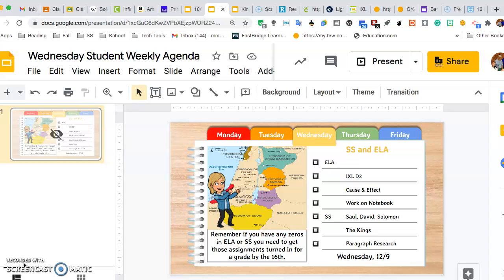So we're going to do IXL D2, cause and effect, and then research those three kings and find out specific information. Now remember, there's a page on there that says Kings of Ancient Israel. That's where the questions are, so make sure you click on that to find out what questions they want you to answer. This is not just go and find out facts. This is find out specific facts that are asked on that page.